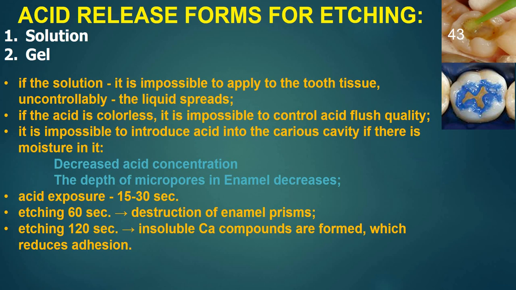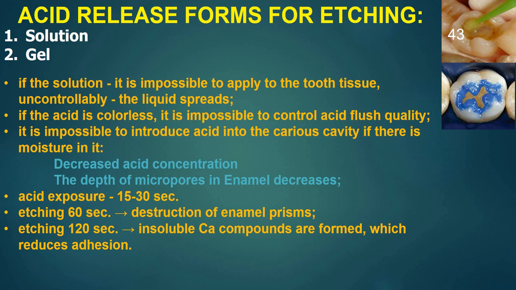Acid release forms for etching. It can be a solution or a gel. If it is a solution, it is impossible to apply it precisely to the tooth tissues; it is uncontrollable, the liquid spreads. If the acid is colorless, it is impossible to control the quality of acid rinsing. It is impossible to introduce acid into the carious cavity if there is moisture in it.